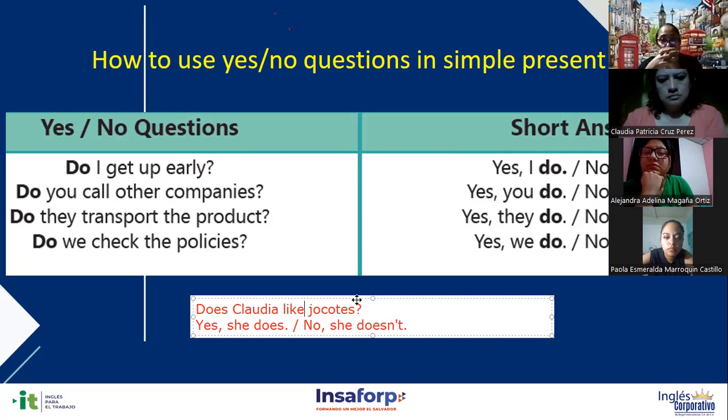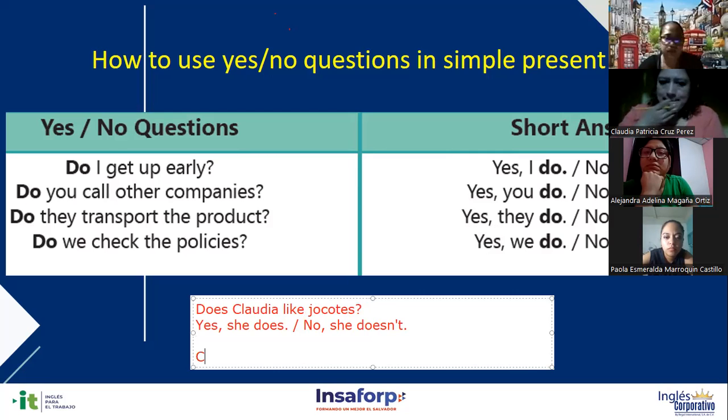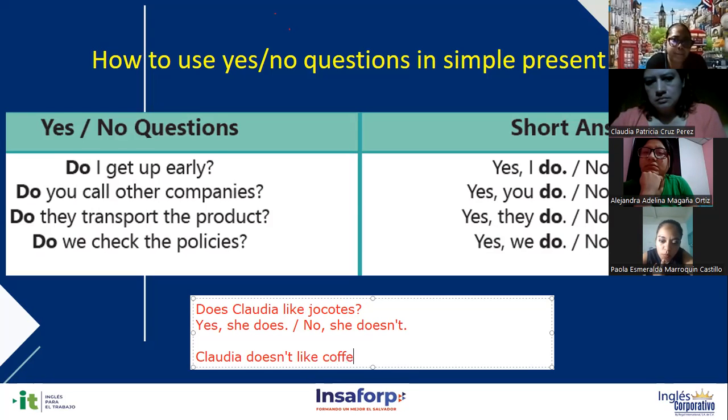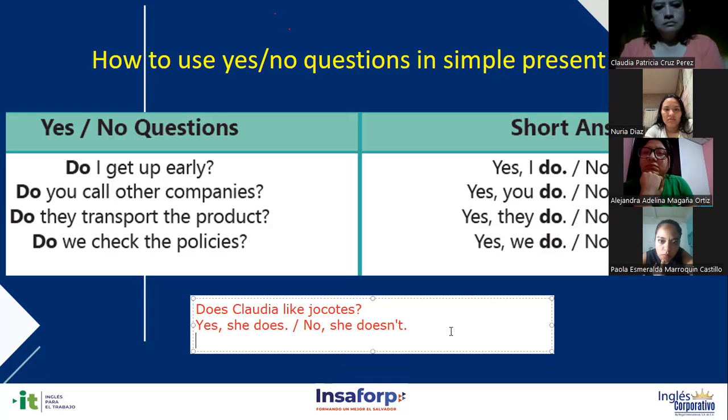Good. En afirmativo, sí, vamos a ver afirmativo: Claudia likes coffee, for example. Ahí sí se le agrega la S porque está en afirmativo. Pero cuando está en negativo, vean, Claudia doesn't like coffee. Desaparece la S, ¿sí? ¿Por qué? Porque estamos usando el auxiliar. The same happens in the question. Lo mismo pasa en las preguntas. ¿Does Claudia like jocotes? Yes, she does, or no, she doesn't. Entonces, desaparece la S. Y en lugar de decir, yes, she likes, o no, she doesn't like, no. Usamos solo el auxiliar, ¿ok? Good. Ya le doy la palabra, Wilson.